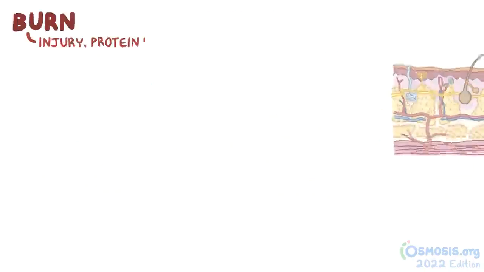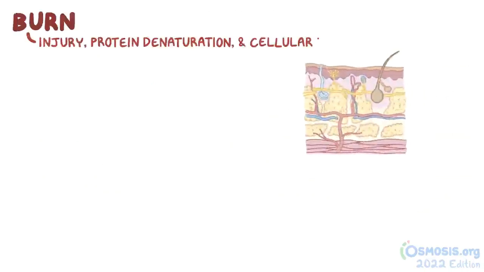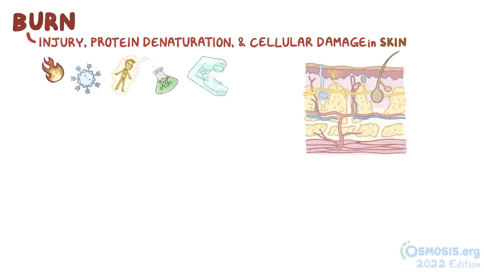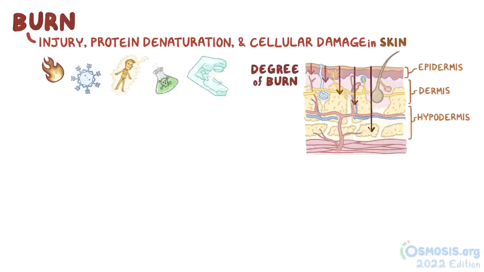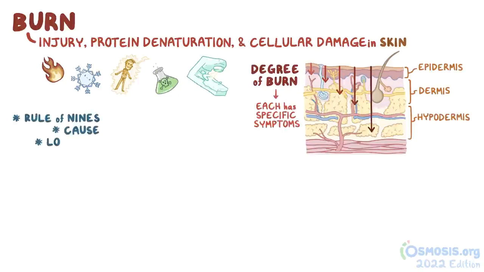So, to recap, a burn is injury, protein denaturation, and cellular damage that occurs in the skin caused by extreme heat or cold, electricity, some chemicals, or radiation. The degree of burn is determined by whether the epidermis, dermis, or hypodermis are affected, and each degree has specific symptoms. The rule of nines, the cause of the burn, and location of the burn can help determine treatments.